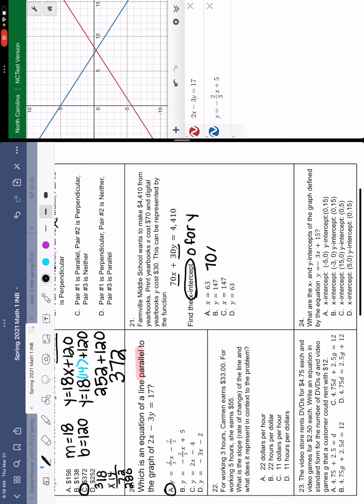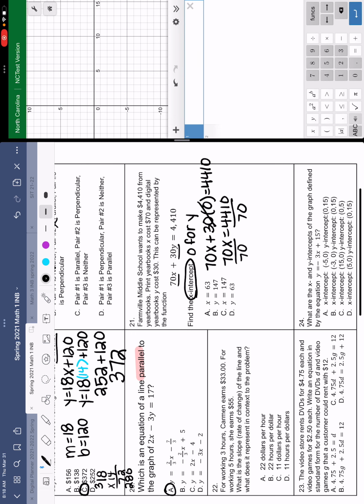So we have 70x plus 30 times 0 equals 4410. So I'm going to cross that out. So that gives me 70x equals 4410, and divide by 70. All right. So I have 4410 divided by 70, and x equals 63. Please be careful, because if you notice, we have two 63s. This one's x, this was y. We're looking for the x-intercept, so that's A.